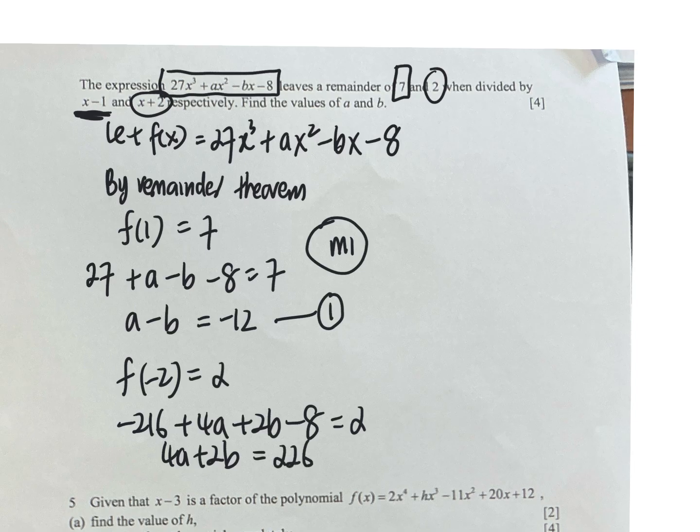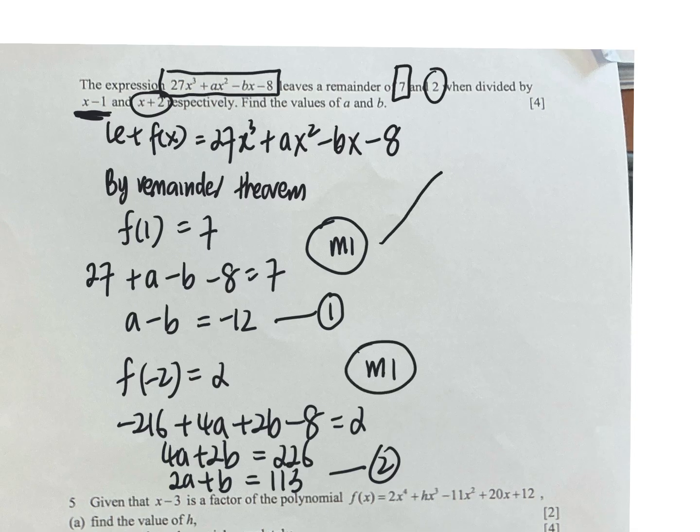226. So if you want, you can simplify. Divide by 2 throughout. 113. So equation number 2. This is your second method mark. Okay, solving by simultaneous equation. Add equation 1 to the second equation.